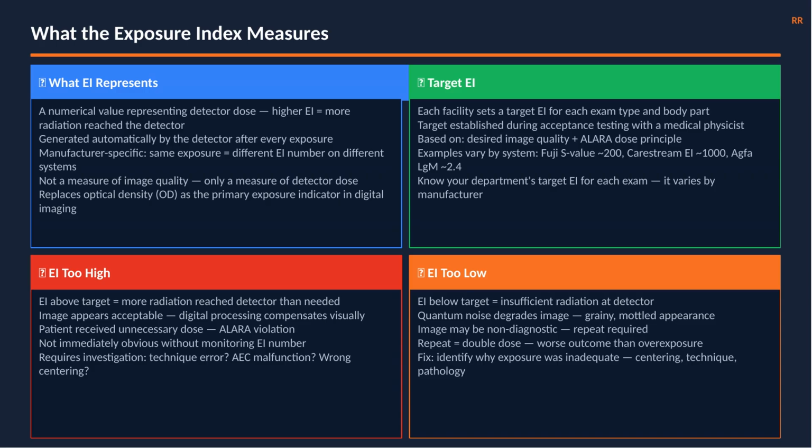Second, it is not a measure of image quality. A high EI does not mean a good image. It only means the detector received more radiation. Third, when EI is too high, the patient received more radiation than needed. The image still looks diagnostic because digital systems compensate electronically. There is no visible indication of overexposure on the monitor. And fourth, when EI is too low, the detector received insufficient photons. Quantum noise becomes visible. The image looks grainy and mottled, and may be non-diagnostic.